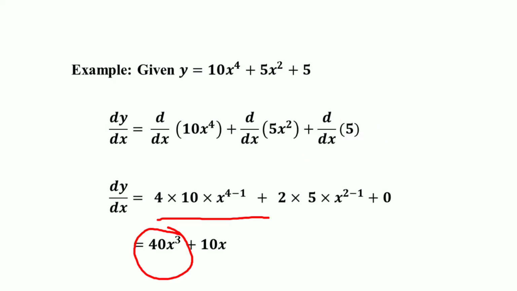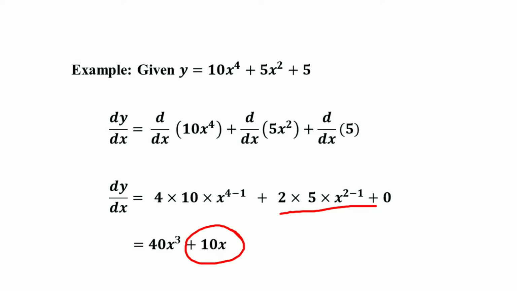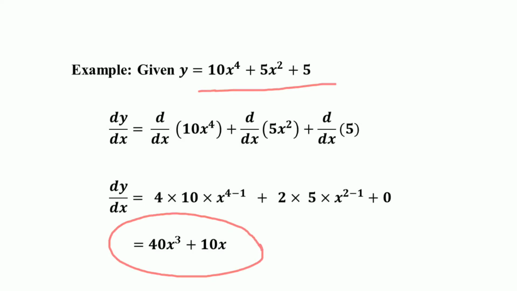So 4 into 10 into x raised to the power 4 minus 1 is equal to 40x cube, plus 2 into 5 into x raised to the power 2 minus 1, which is equal to 10x. So the derivative of the function y is equal to 10x raised to the power 4 plus 5x square plus 5 is equal to 40x cube plus 10x.